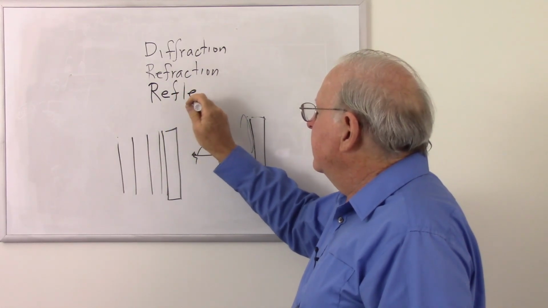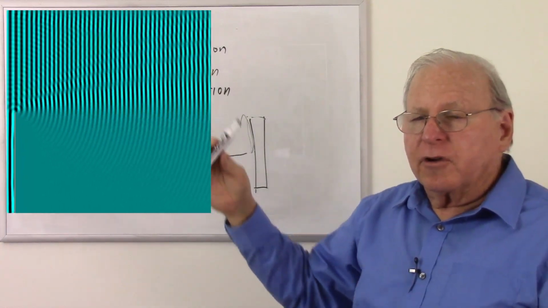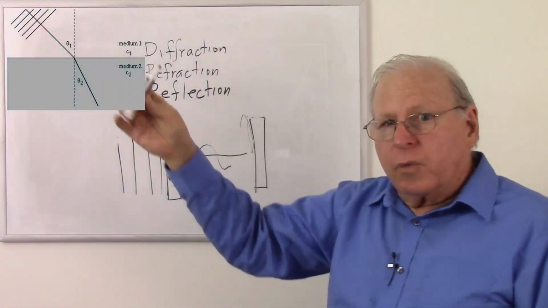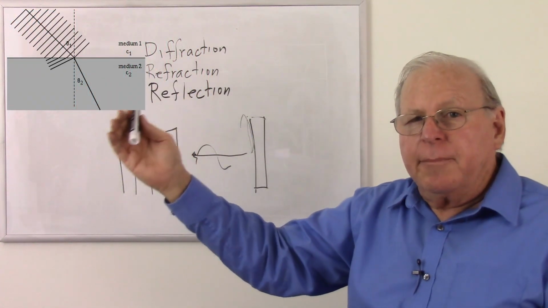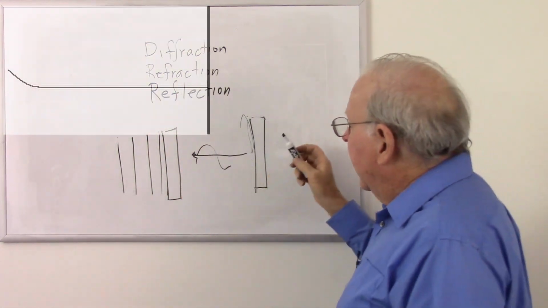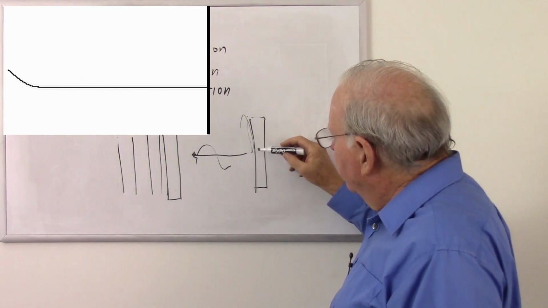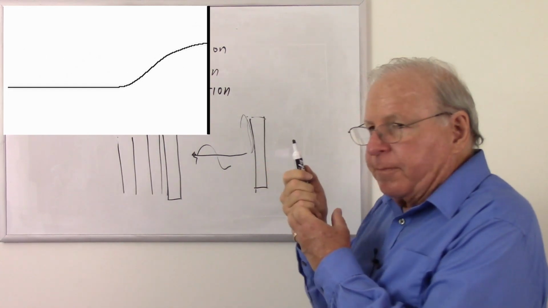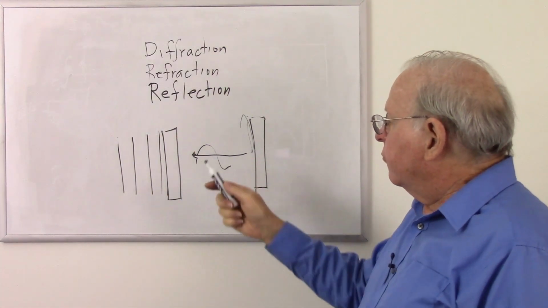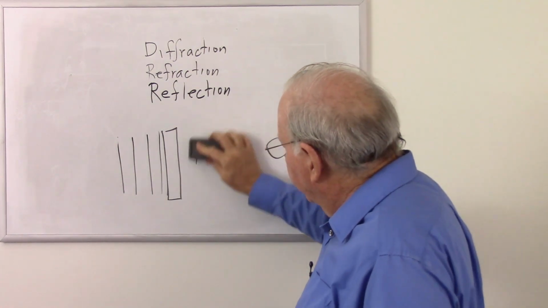So those are the three properties we want to look at here. Diffraction is when waves bend around a corner. Refraction is when waves bend as they go from a medium with one speed to a medium with a different speed at an angle. And then reflection is when they hit another medium where they can't go through, and so the energy is going to pile up and then go back the way it came, and that's going to be a reflection.